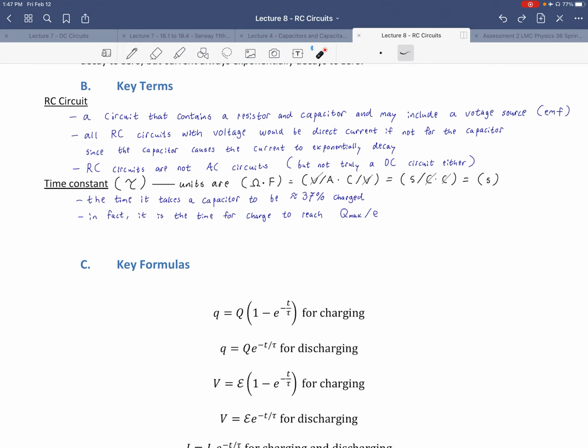In fact, it is the time for the charge to reach Q max, the maximum charge, divided by e, where e is the transcendental number that's equal to about 2.7. Kind of like pi is equal to about 3.14, that's e.